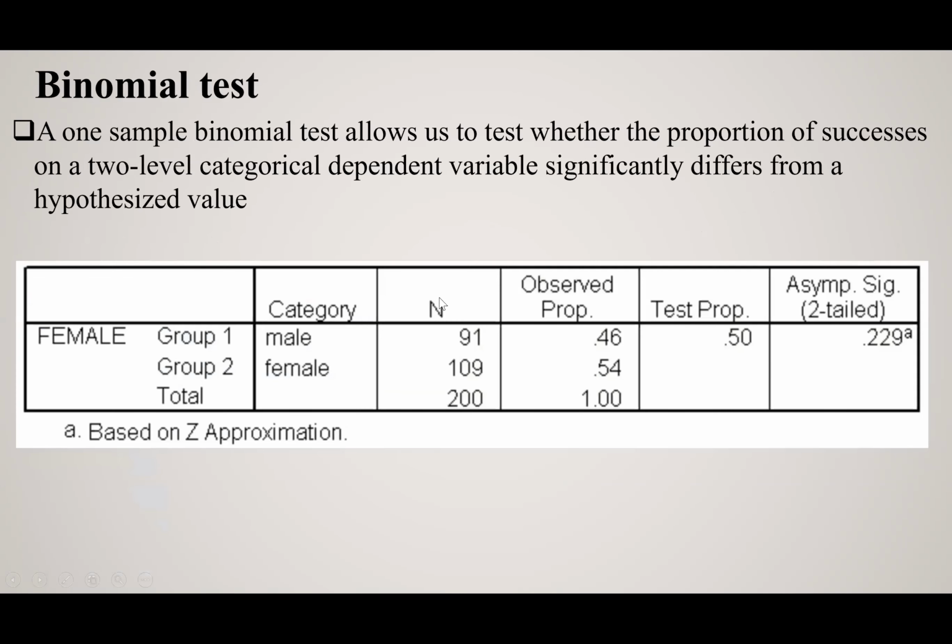Binomial test, again. You can see the one sample binomial test allows us to test whether a proportion of success on a two level categorical dependent variable is significantly different from a hypothesized value. So it's a categorical variable, it's dependent. We're not talking about the mean here, we are talking about the actual values. And it's two level, so two numbers. So we do binomial tests. When you give the data, the system will tell you what test you need to do. But you need to know how to interpret it.